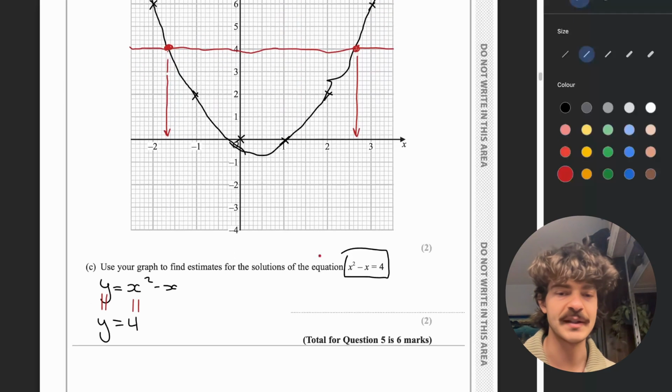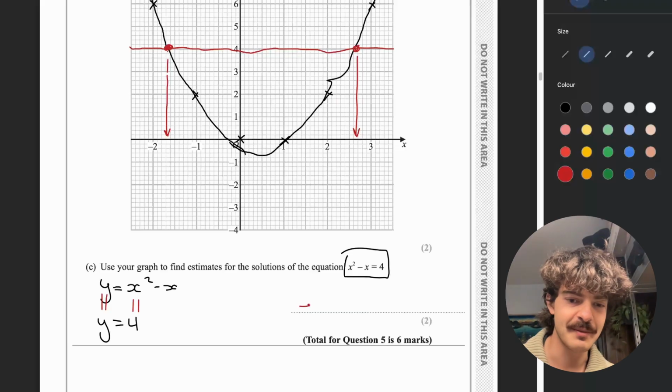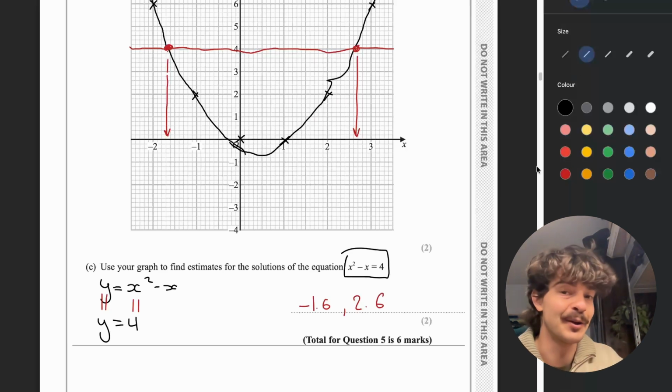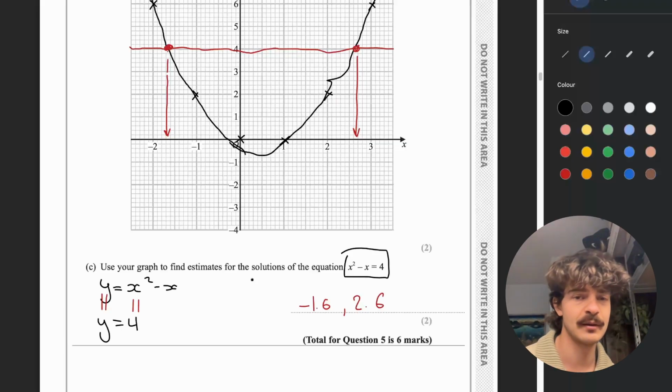So as a rough estimate, I'd say that we're looking at a negative x value of about minus 1.6 and a positive x value of about 2.6. They're approximations. Maybe when you draw it, you might get 0.1, maybe 0.2 out of what I got there. But yeah, good approximations.